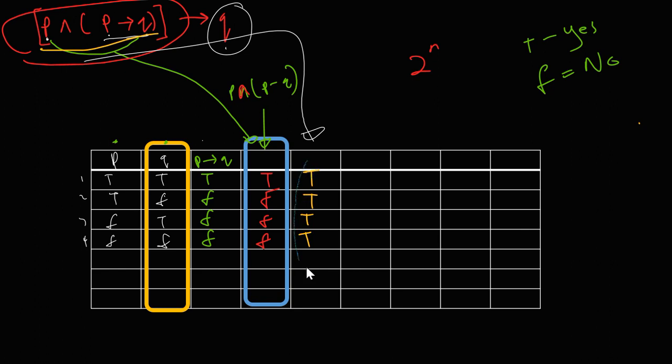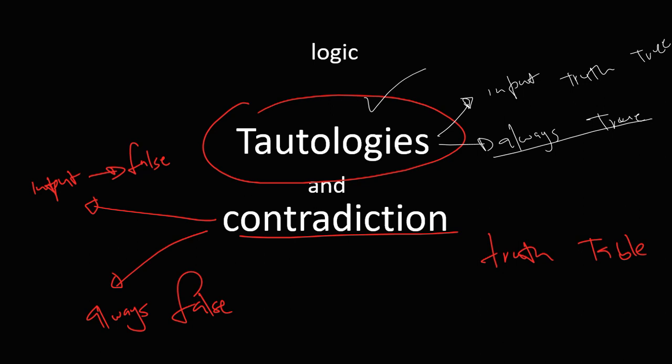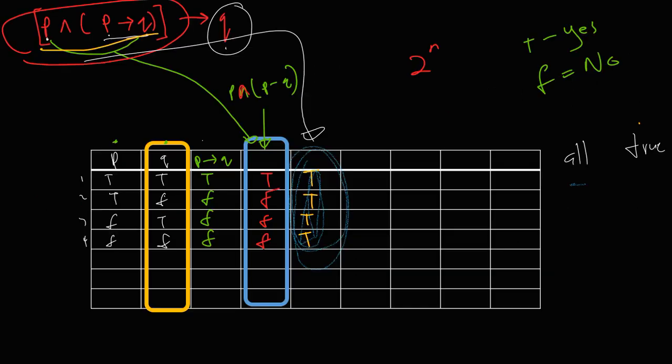Interesting again. If you notice all the truth values that we got here, they are all true. What do you know about truth values all being true? Go back here: tautology, whatever the input, the truth value is always true. So this statement is a tautology again.